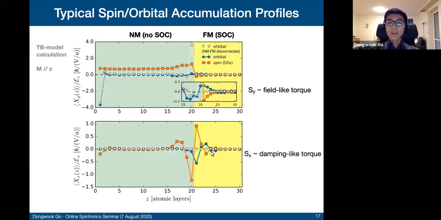And this component is related to a damping-like torque. After the calculation with a reasonably chosen parameter range, I concluded that the amount of spin accumulation is actually as large as the spin-orbit torque that we actually find in a platinum-cobalt system, for example. So orbital torque can be as sizable as conventional spin Hall torque. That's the conclusion that I drew at that time.